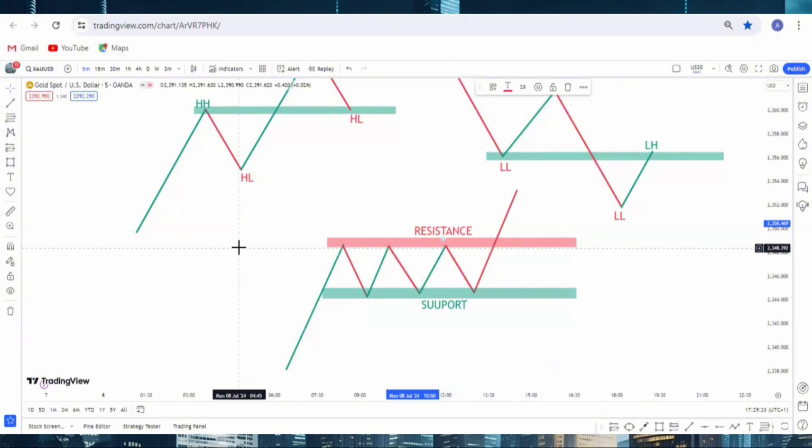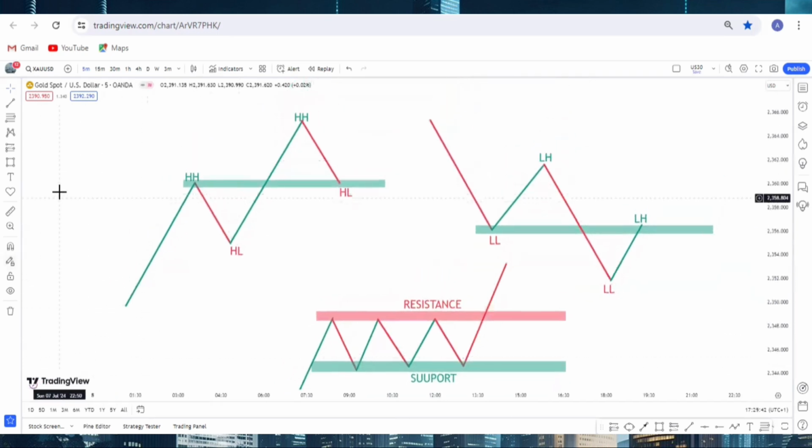Without further ado, let's head straight to the chart. Okay, so if the market is going to the upside, we have higher highs and higher lows. But if you notice from this level, we have a resistance and we have a zone there. That zone was broken, pulled back to retest, then turned into a support, turning your resistance into a support.